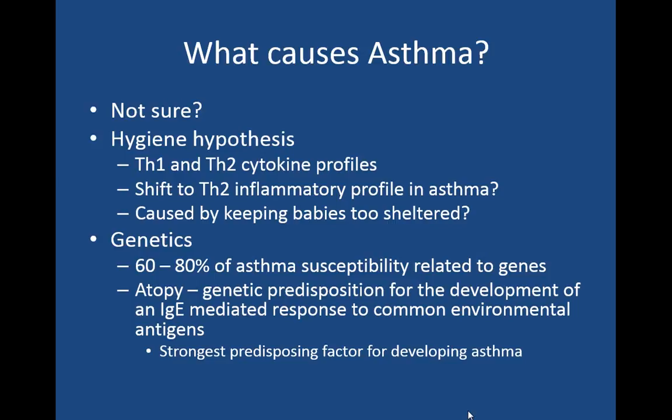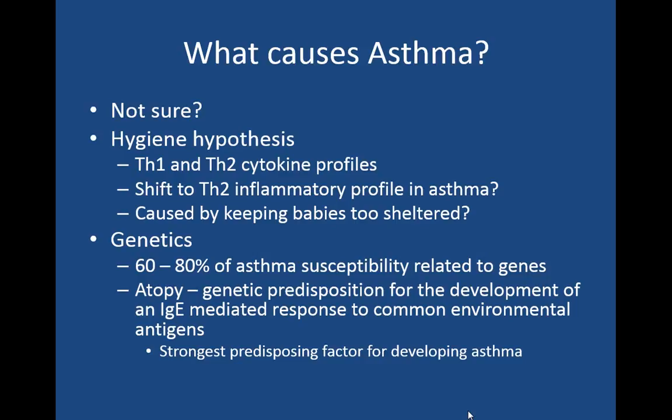Because just like everything else in your body, for something that's positive for inflammation, there's also something that's negative for inflammation. So Th1 cells are negative inflammatory cells, and Th2 cells are pro-inflammatory cells. And so the theory is that when you keep these babies too sheltered, they don't develop their Th1 cells normally, and they have an overexpression of Th2 cells, and that causes them to be more responsive to allergens that they really shouldn't be that responsive to.